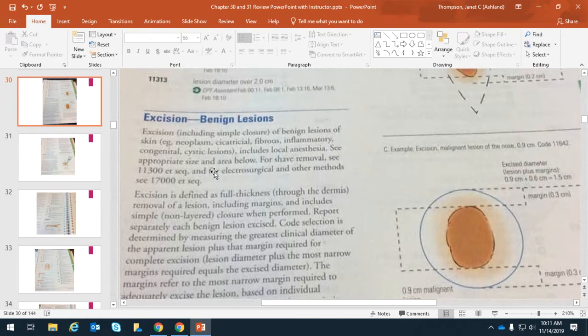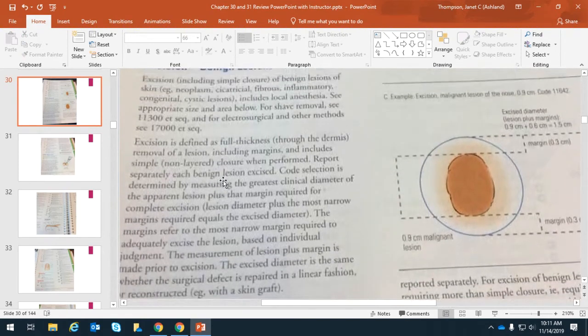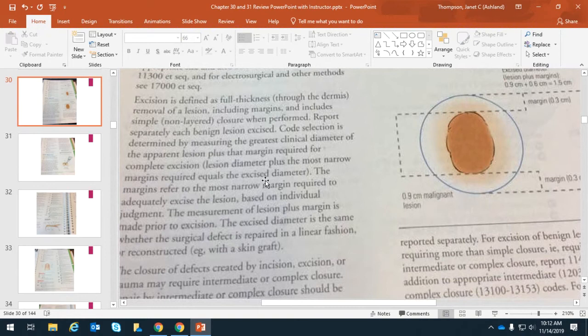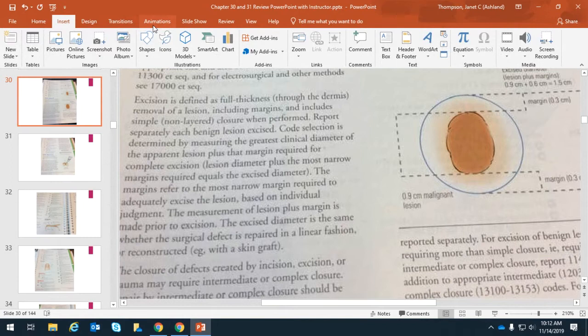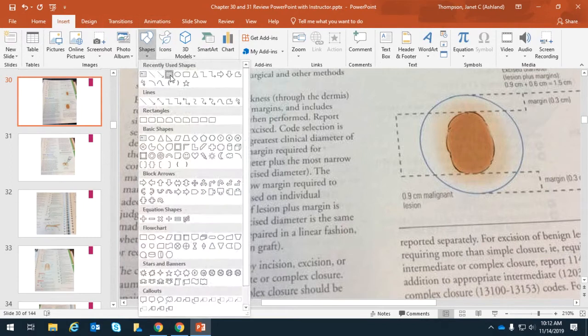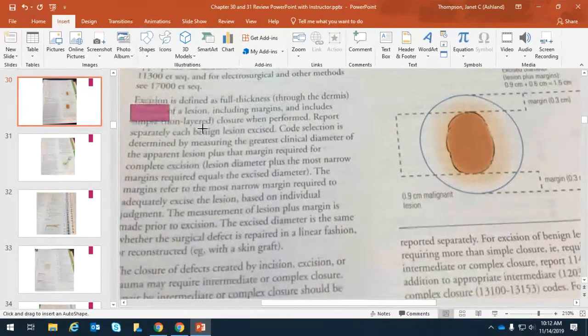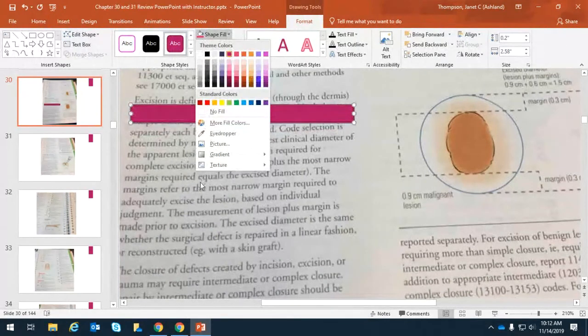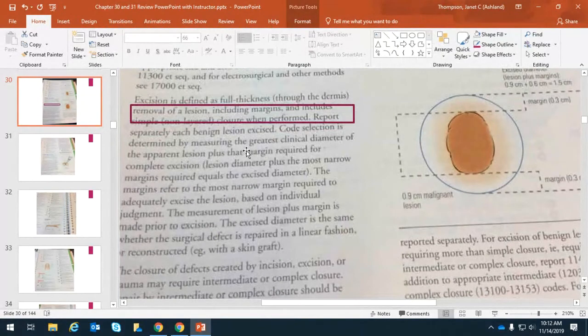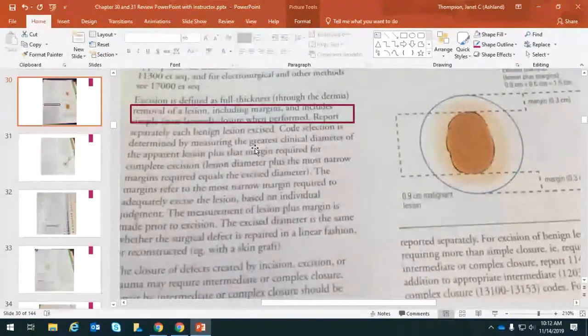The first one we see is for excision of benign lesions. And then you see we have these guidelines here. It says excision is defined as full thickness removal through the dermis, and includes a simple closure when performed. I'm going to highlight that it includes a simple closure, because we're going to talk about closures as well. So what this code is saying is, if it's just a simple closure, straightforward, you don't bill for that separately. If it's an intermediate or complex closure, you can, and we're going to talk about what those are.